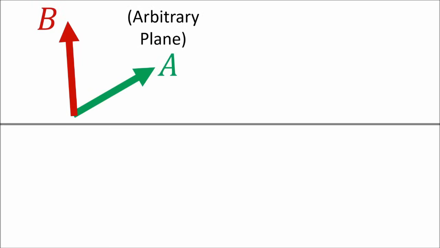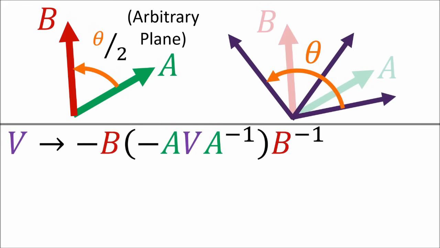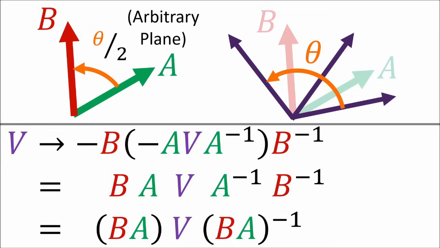But remember, you can always rotate in any arbitrary plane of your choice. Just pick two vectors in that plane, A and B, and ensure they are separated by an angle of theta over 2. You can then double reflect along each of these vectors, and this is equivalent to doing a rotation by an angle theta in the AB plane.